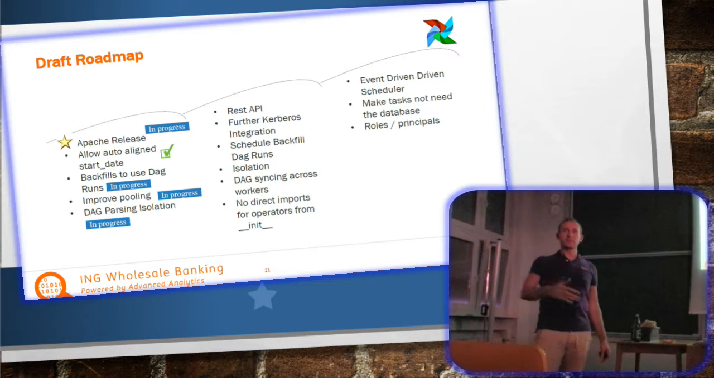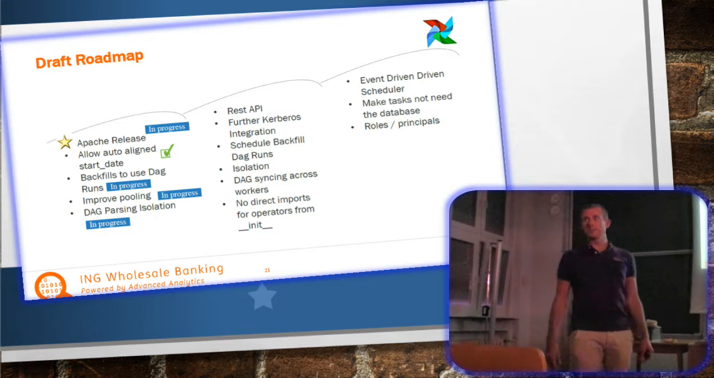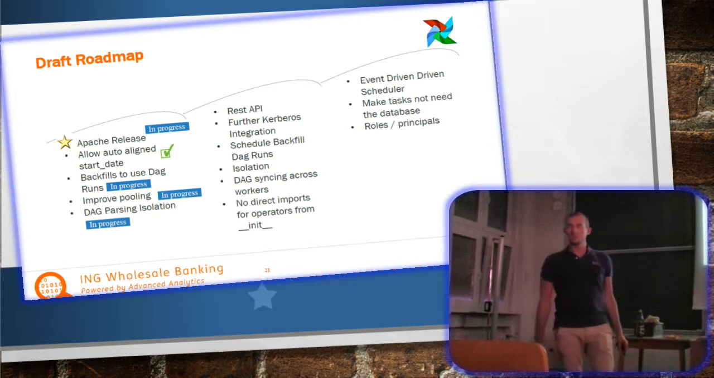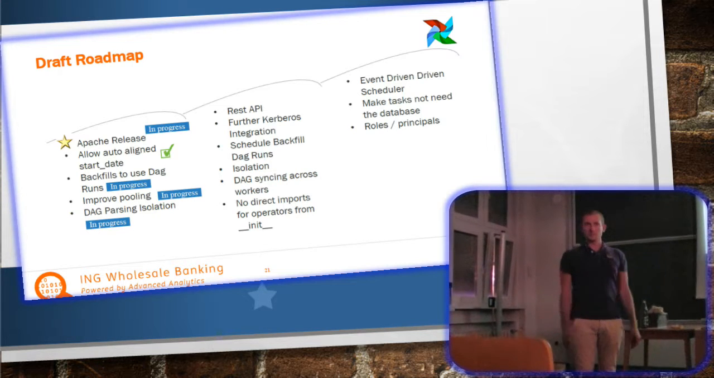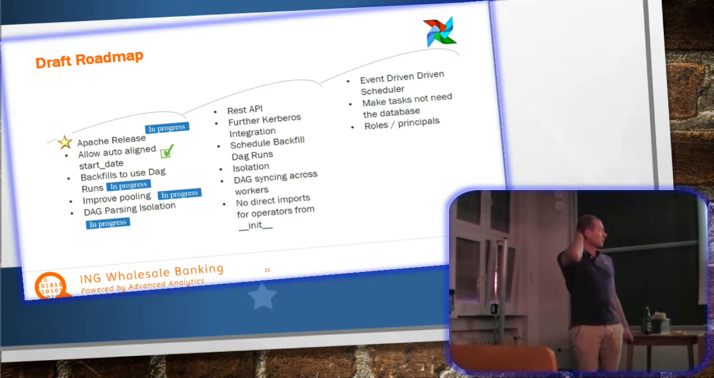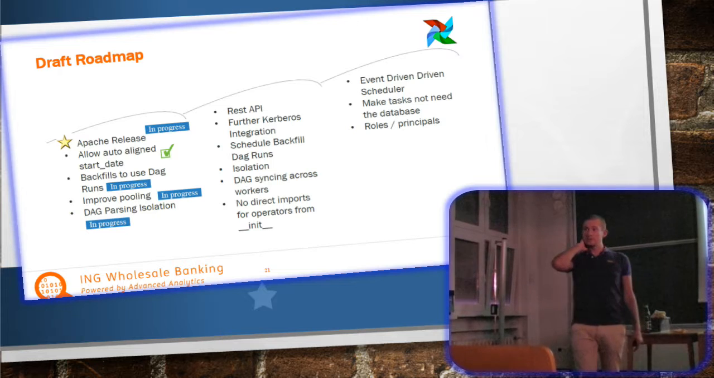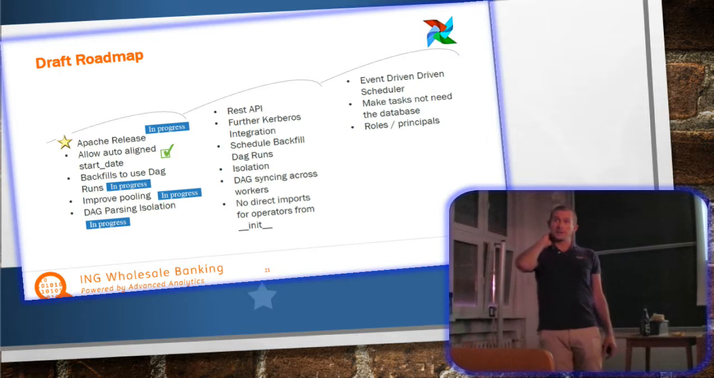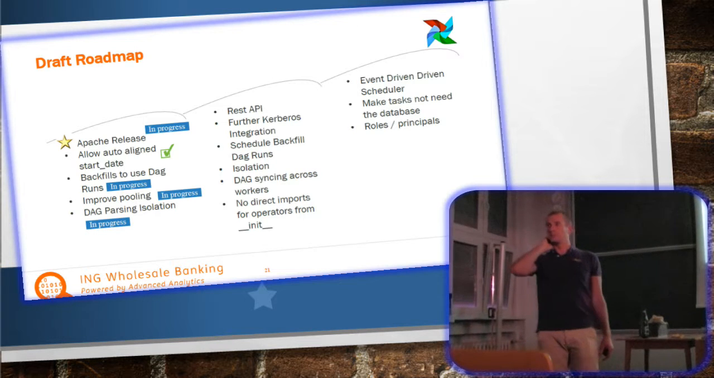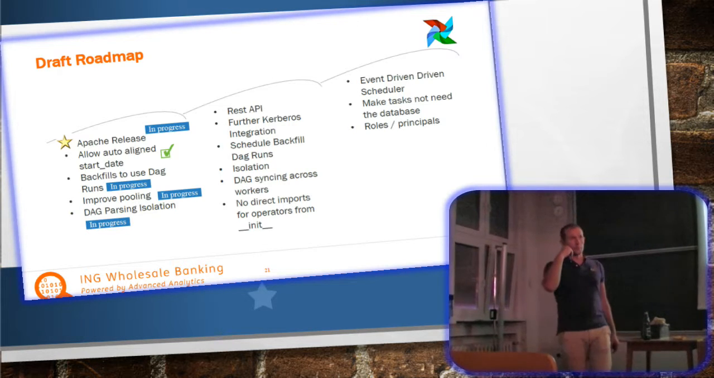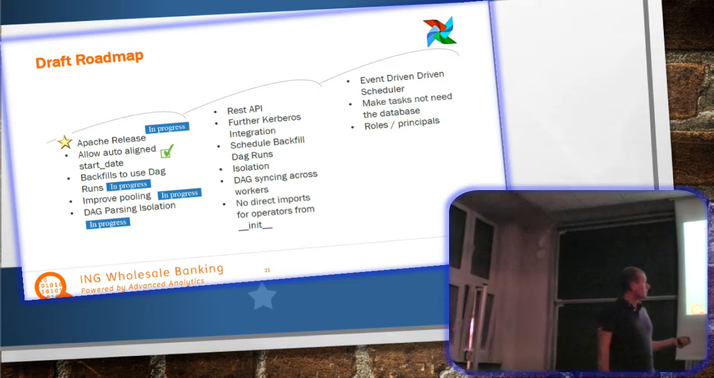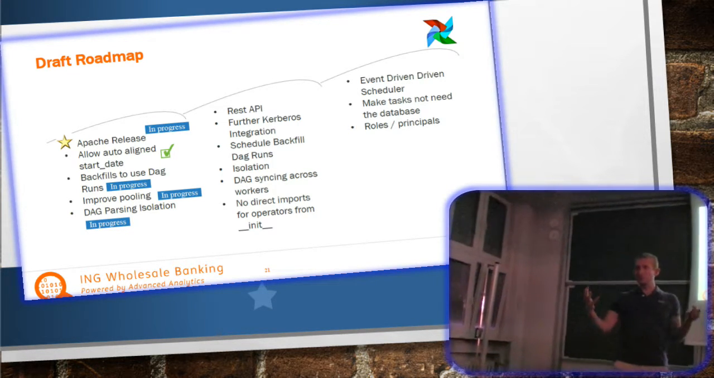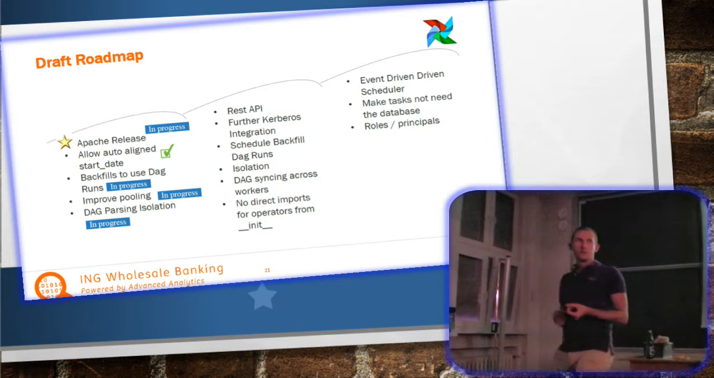Every task can actually read the full database currently, which doesn't really make sense from a security perspective. Tasks should be supplied with the information they need to run, and they should not need access to the Airflow database itself. We have roles and principles, and the separation there, also coming up.